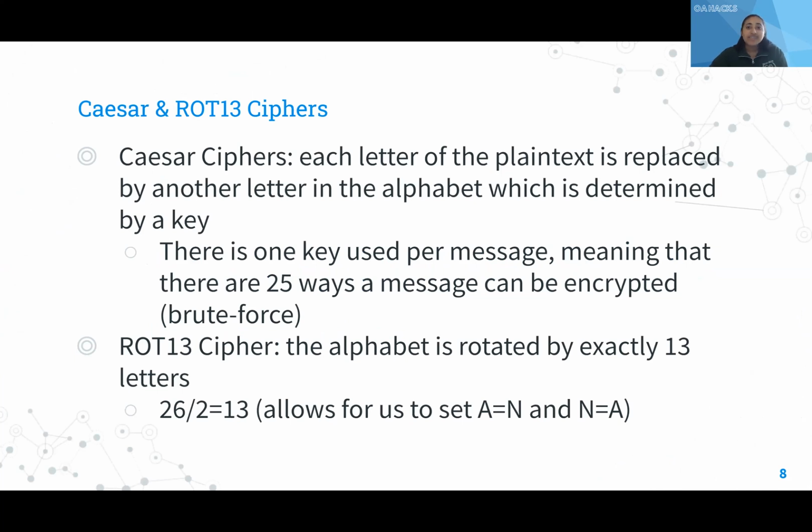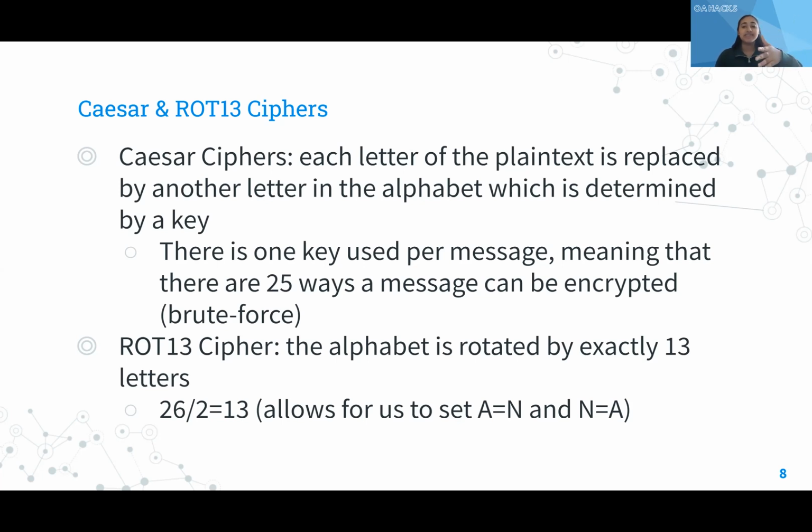So the formal technical definition of Caesar ciphers is each letter of the plain text is replaced by another letter in the alphabet, which is determined by a key. Basically, what this means in simple language is that you're going to shift the alphabet over by a set number for each of these letters. So, for example, if my key is 1, A would be equal to B in my new scenario.